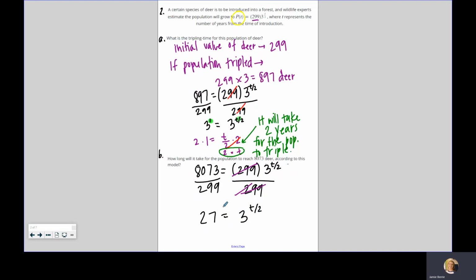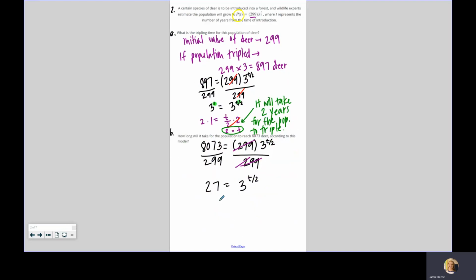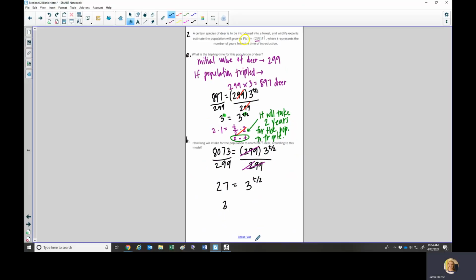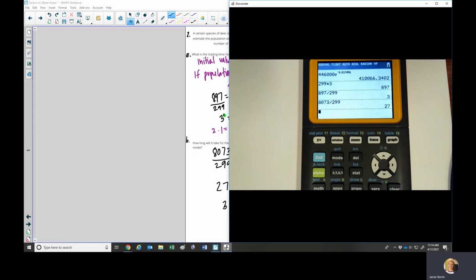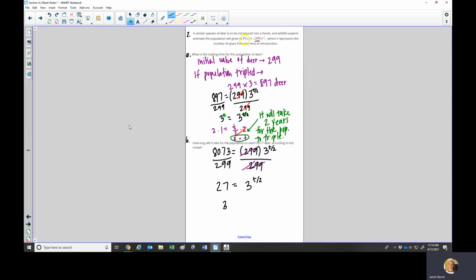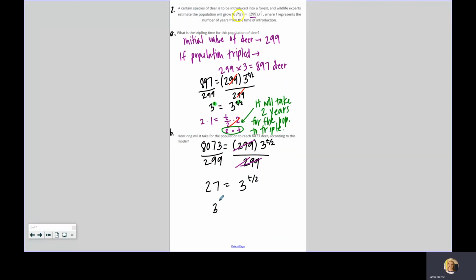So we need to figure out, how can we make both sides have the same base? So how can we rewrite 27 as 3 to some power? All right, so let's go to our calculator. Let's try out some different exponents. 3 squared, of course, is 9. We're looking for 27. And there we go. 3 raised to the third power is 27.